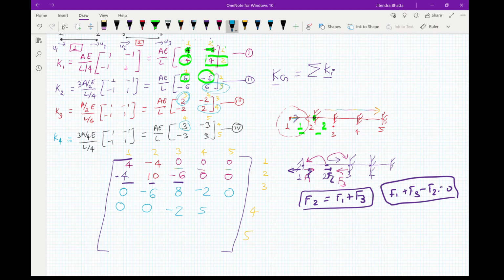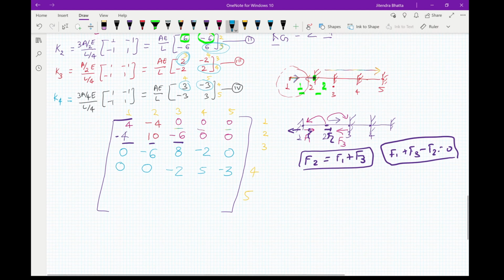and then you go to 4-5, this equals minus 3, and finally 1-5 is 0, 2-5 is 0, 3-5 is 0, 4-5 you have minus 3, and 5-5 you have 3. So this is your global stiffness matrix, where you have a common factor here, AE by L.